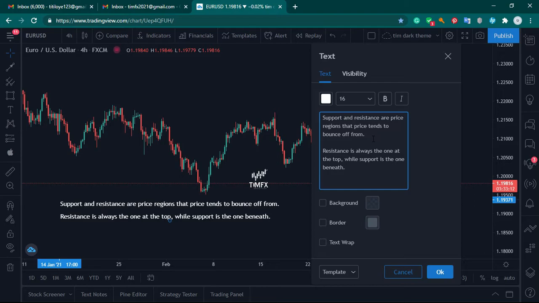Resistance is always the one at the top, while support is the one beneath, for easy understanding. So once you draw your two horizontal lines, just know that the one at the top is the resistance and the one below is the support.